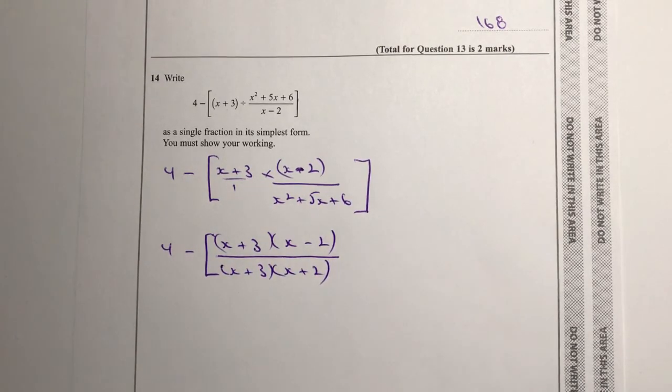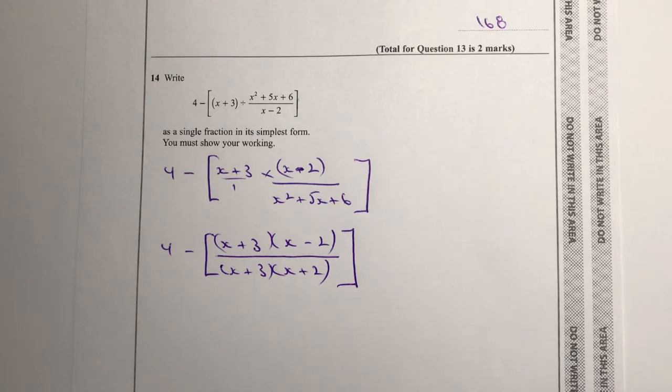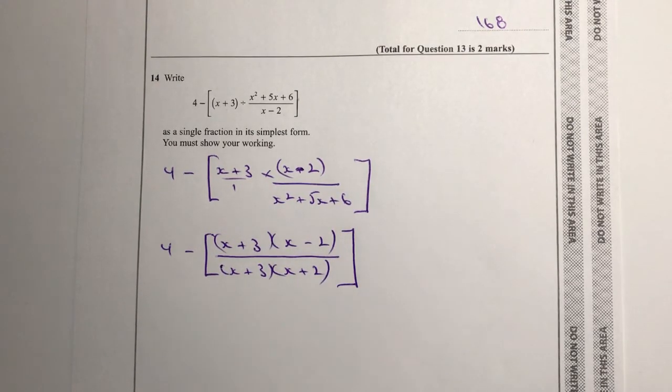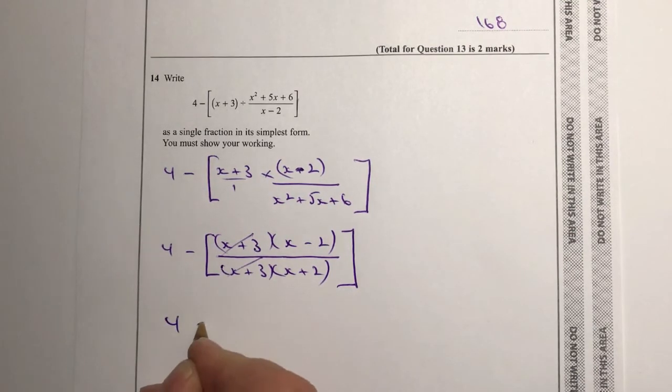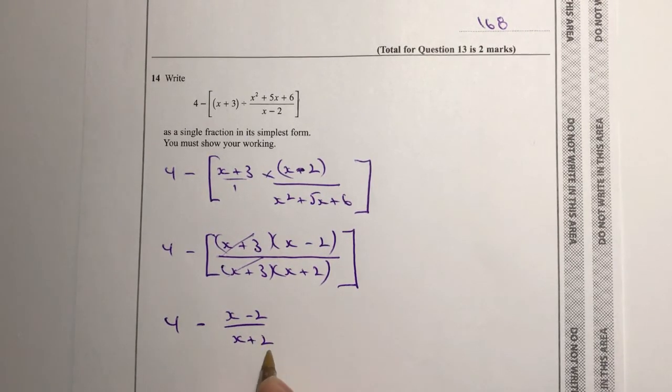Now if you're not sure about how I've done that, please do have a look at factorising. It's just at this sort of level, then really it's important that you're able to factorise these types of equations relatively straightforward. Okay, so what I'm going to do then is get rid of the x plus 3 and the x plus 3. And what I'm left with is 4 minus x minus 2 divided by x plus 2.